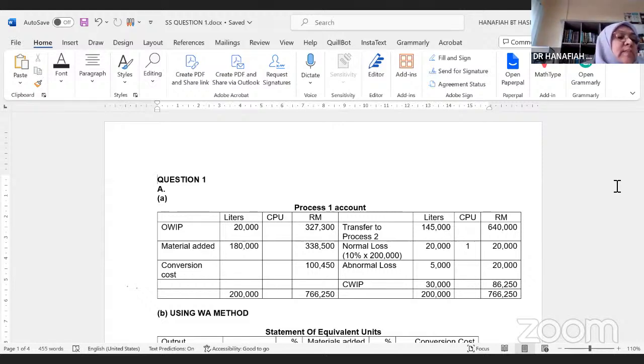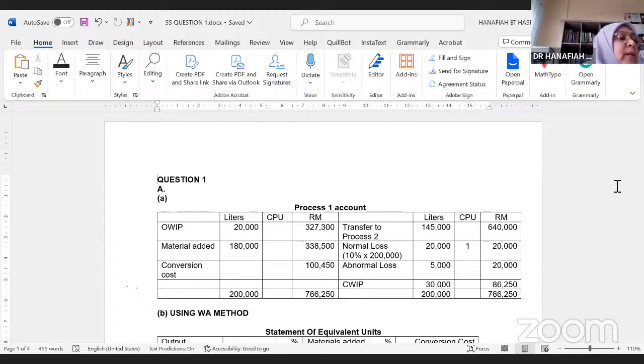All right, I did mention earlier, conversion cost is actually labor and overhead costs, right? And we have material added in the process, 180,000 liters. Completed and transferred out is 145,000 liters. The scrap units is 25,000. The closing work in progress is 30,000. And the closing work in progress is 100% complete for material and only 25% complete for conversion cost.